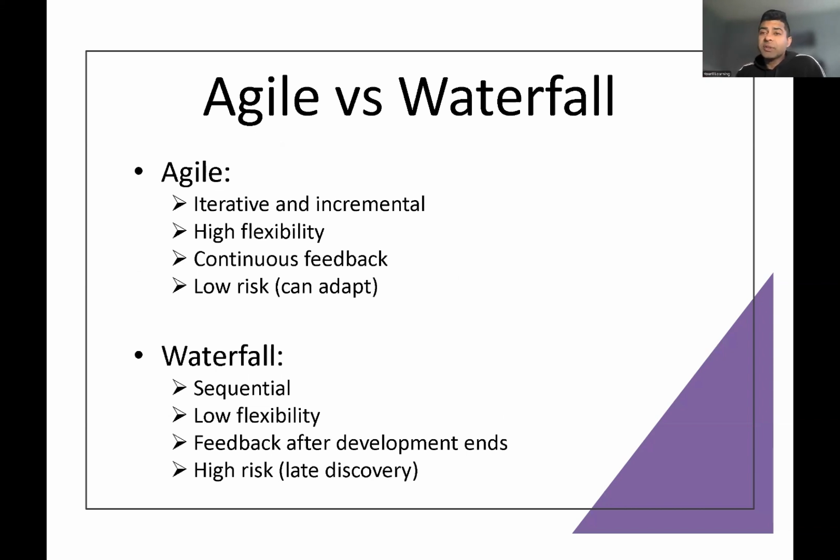And what is the difference between agile and waterfall? Waterfall is a traditional, old methodology. So agile is iterative and incremental: high flexibility, where you can change within 2 weeks, continuous feedback from your stakeholders, and low risk to adapt. So even if you make a mistake, it is not going to cost you more financially or time wise.